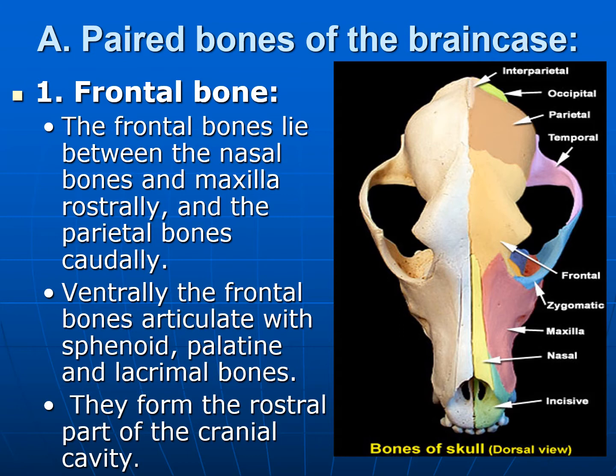We'll start with the first one, which is the frontal bone. The frontal bone lies between the nasal bone, this is the nasal bone, rostrally, and caudally we have the parietal bone. So all of these boundaries here, with all of these articulations, this is the frontal bone. It articulates with the nasal bone, with the maxilla rostrally, and also with the lacrimal, and caudally it articulates with the parietal bones. So as I said, the frontal bone lies between the nasal bone and the maxilla rostrally and the parietal bone caudally. Ventrally, the frontal bone articulates with the sphenoid, palatine, and lacrimal bone.